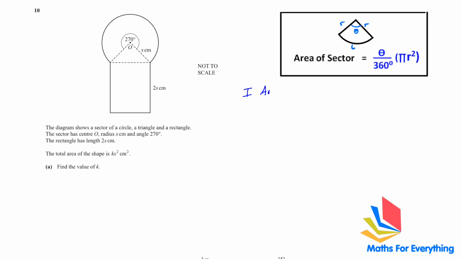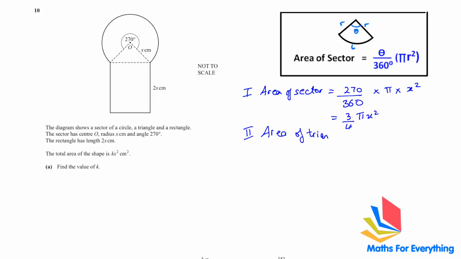Area of sector is equal to 270 over 360 multiplied by pi multiplied by r square. What is our radius? X. So it is x square. 270 over 360, when you put in the calculator and simplify, you will get 3 over 4 pi x square. Then the second area we will find is of the triangle. If it's a right angle triangle, or if you have a height, we use the formula half times base times height, but not for this triangle.